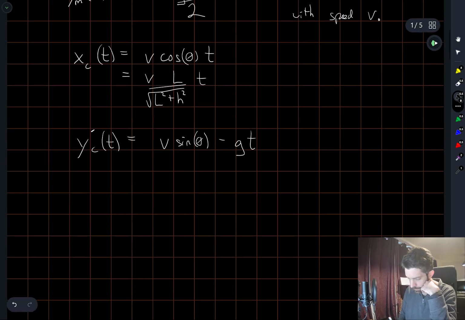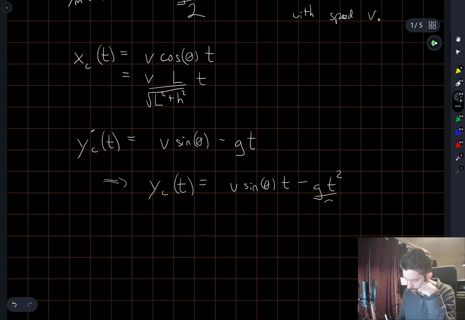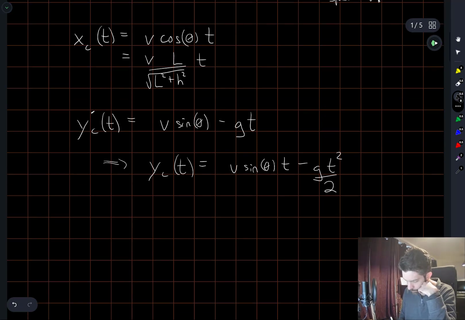Okay, so this implies that the position, so I'm not writing the derivative anymore, but the position is going to be the integral of this, v sine theta t minus g t squared over 2. And again, we know what sine theta is here. It's going to be h divided by the square root of L squared plus h squared, times t minus g t squared over 2.